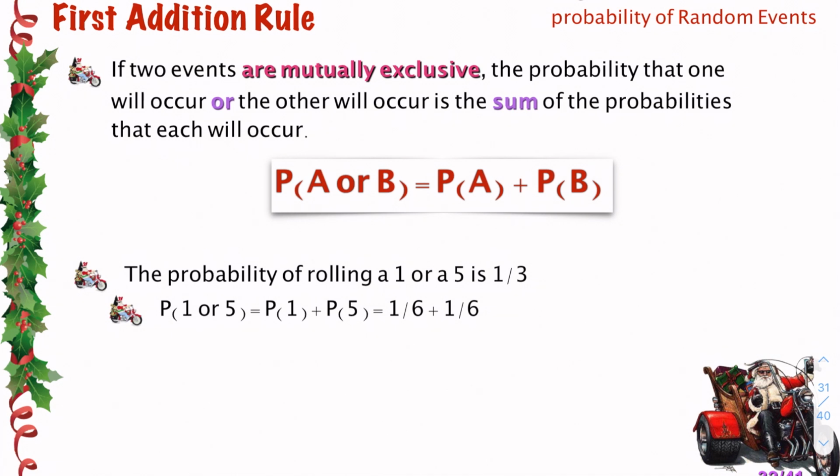So if I flip a coin and I roll a die, what's the probability of getting a head or a 6? It would be 1 out of 2 plus 1 out of 6, which is 4/6 or 2/3. The probability of rolling a 1 or a 5 is 1/6 plus 1/6. There's no way both could happen. We get a 1, or we get a 5.